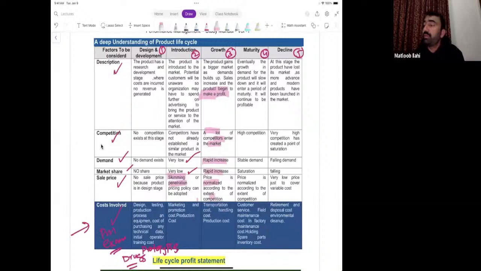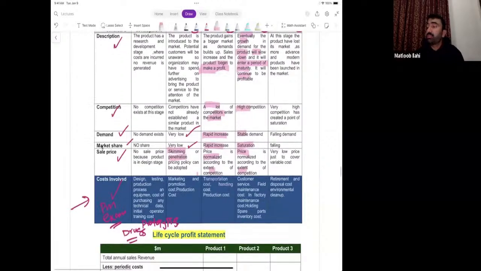Maturity is where eventually the growth in demand for the product will slow down and it will enter a period of maturity. It will continue to be profitable. Competition is high. Demand is now stable. Market is now saturated and price is normalized. So different types of cost incurred: customer service, field maintenance, in-factory maintenance, holding spare parts, inventory, etc., logistics cost. Decline stage comes.